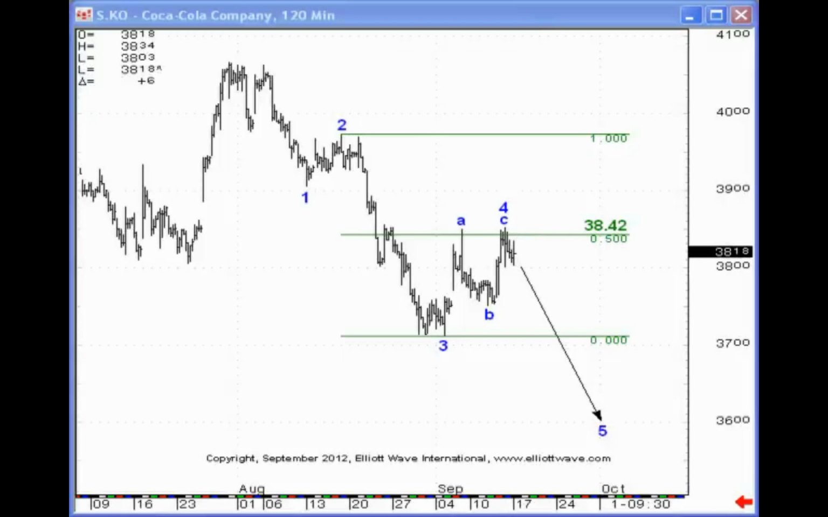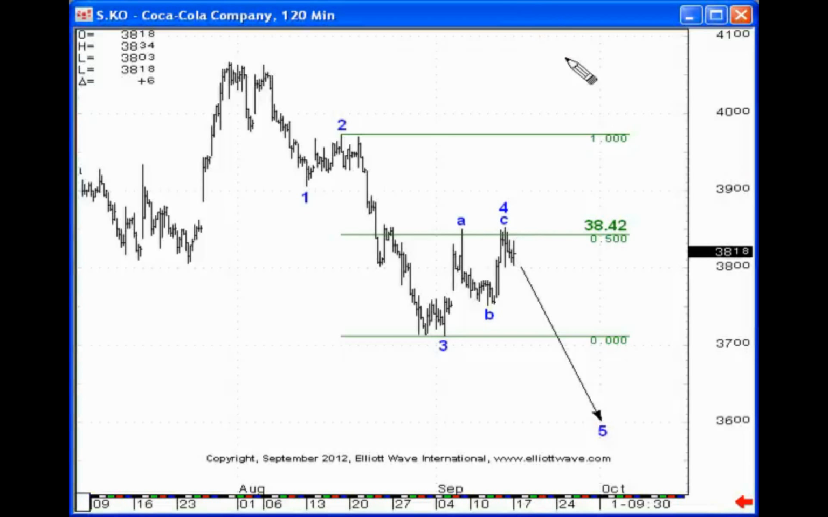Now the first slide here, this is Coca-Cola. This is a 120-minute price chart. And as you can see, I'm working an impulsive move off the actual high. Waves 1, 2, 3, and this is wave 4.